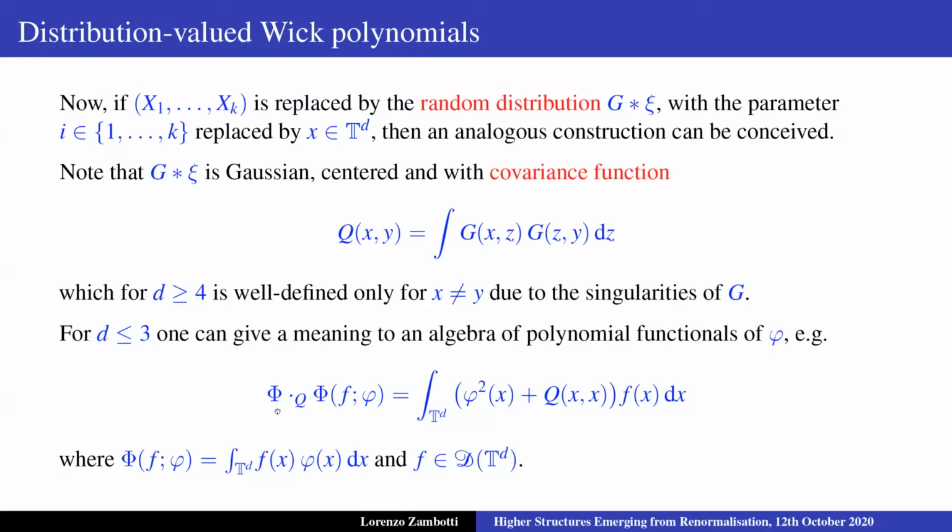So indeed, in this situation, you deform the standard product, which will be just the square of phi, by adding the covariance, and in this case, you obtain this expression, which is well defined up to dimension equal to 3, because the singularities of G are not too bad up to the dimension 3, while they become worse from dimension 4 on. Okay, so now the question is, how can we make sense of this in higher dimension?